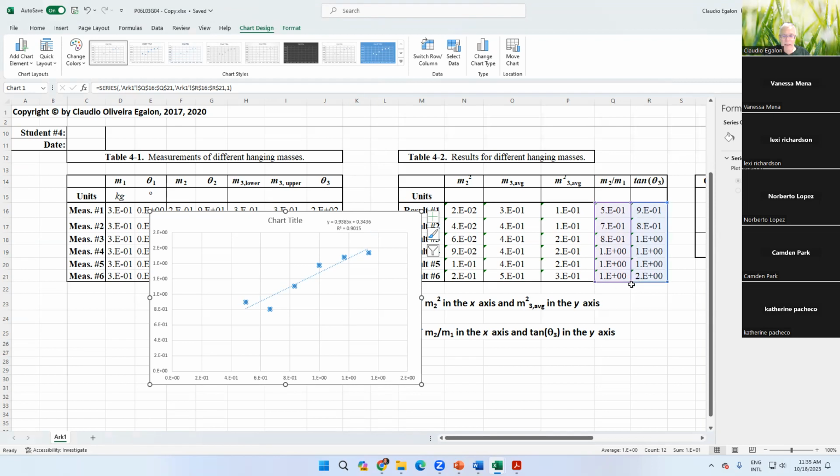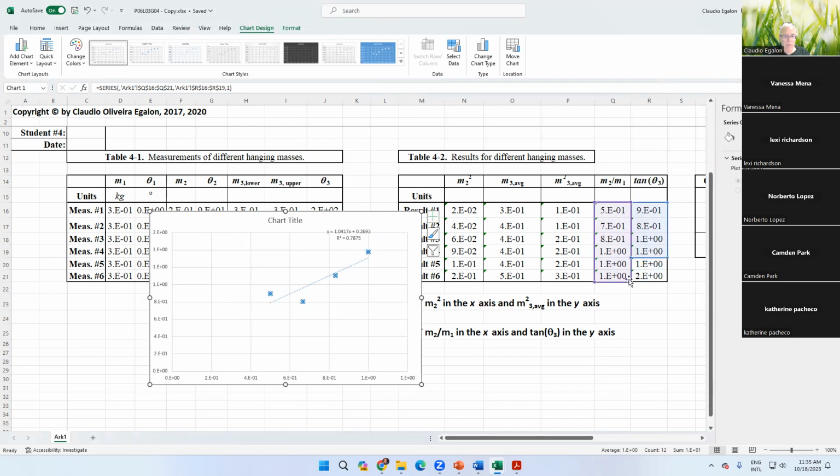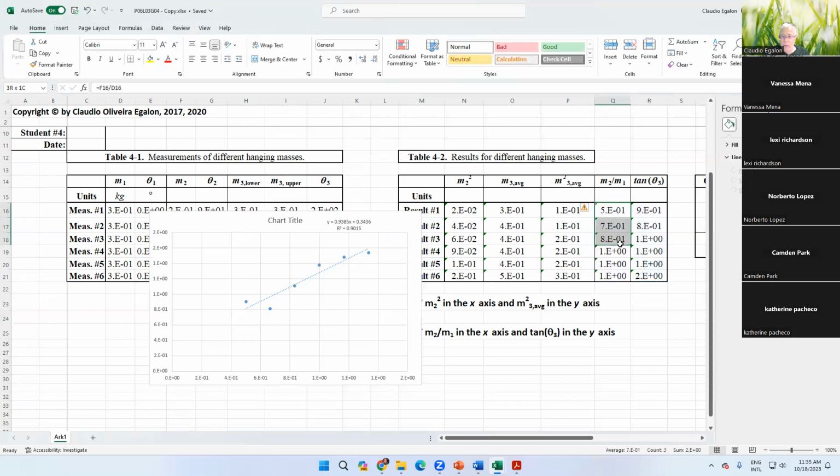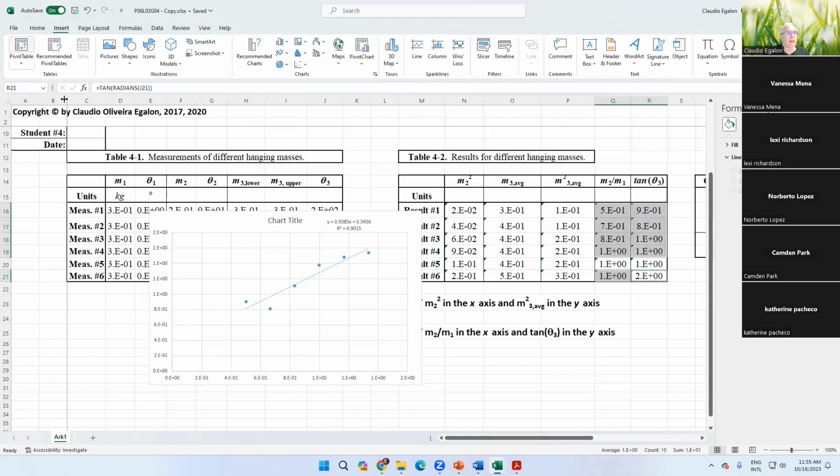I'm going to eliminate those two. Okay. Wait, is this right? But let's see. Let's see a little bit. The problem can be this one too. I suspect that's the problem. This one here is the problem, I suspect. Let's see. Let's plot again. Insert.